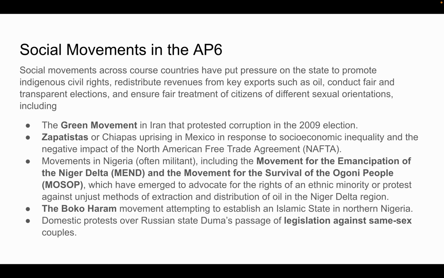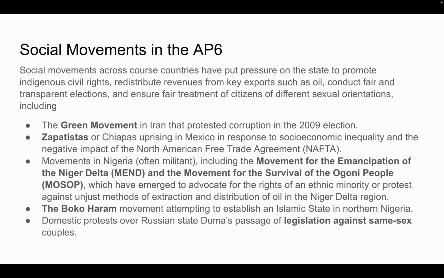The second major social movement is the Boko Haram movement, which is attempting to establish an Islamic State in northern Nigeria. It's another loosely organized military operation that is trying to put pressure on the Nigerian government to allow the group to create an Islamic State. The group has used a number of violent means, such as kidnappings, bombings, and assassinations, to put pressure on the national government. The government has responded with the use of military force in an attempt to eliminate the group, which continues to exist.